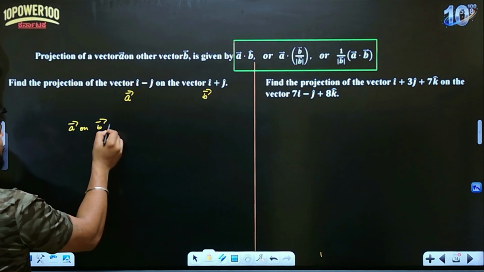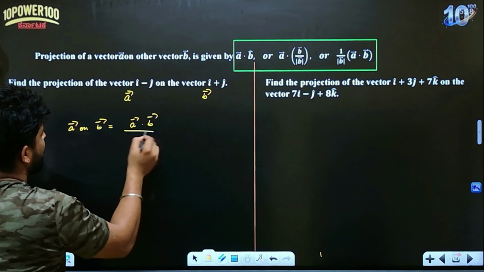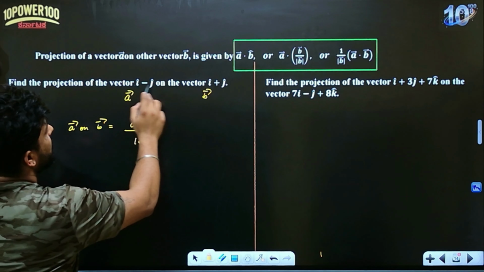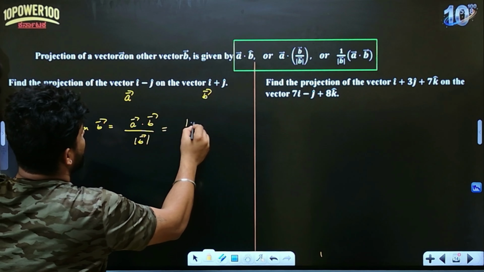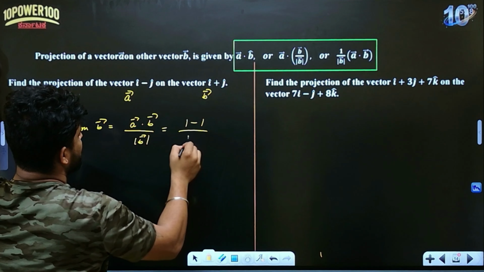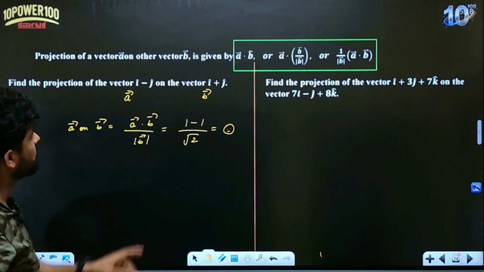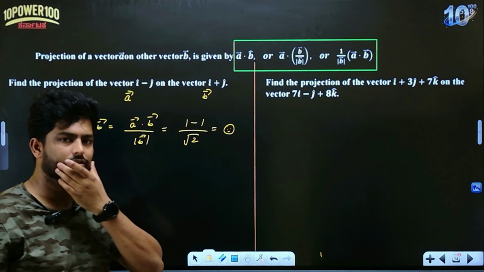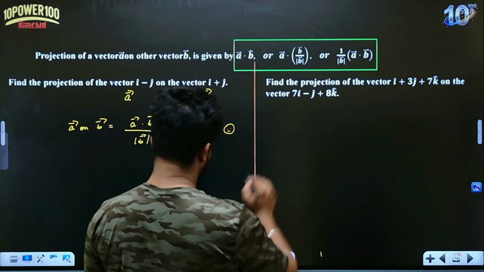on B is equal to A dot B divided by magnitude of B. Okay. So A dot B means 1 into 1 is 1, minus 1 into 1 is minus 1. So divided by root 2, this is 0, right? Because the dot product of the two vectors itself is 0 here. Okay, they are perpendicular vectors, so there is no projection here. Okay, so now let's do the next one.